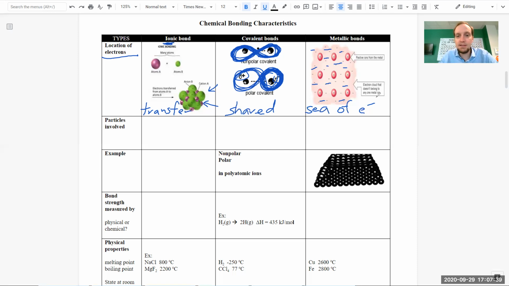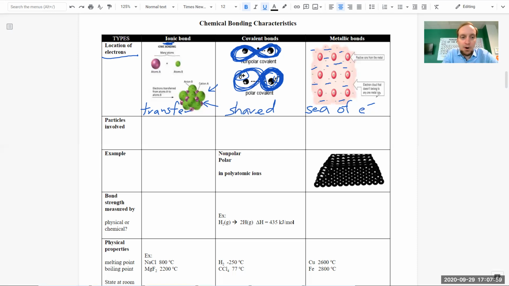So again, the metallics are quite different because there's not really a bond per se. It's just that there are so many atoms, so many energy levels, so many electrons that the electrons can kind of move around. And that holds them together, but again, it really affords them a fantastic ability to conduct.